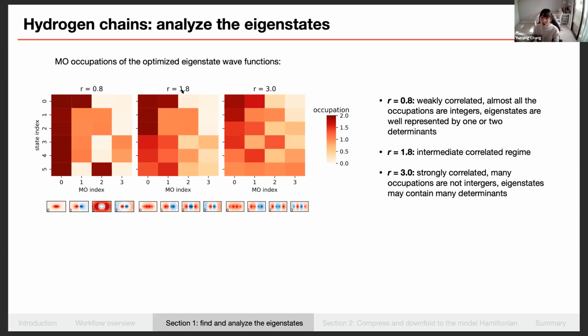And then for R equals 1.8, you begin to see some non-integer numbers. And for R equals 3, you see that almost all the occupation numbers are non-integers. This is a sign that the eigenstates may contain many determinants and the system is strongly correlated. So now that we have roughly an understanding of how the system behaves for its low energy eigenstates, let's move on to generating the data set that we need for downfolding the model.